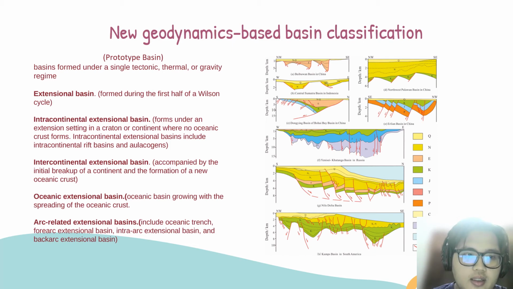The third one is the intercontinental extensional basin. This basin is accompanied by the initial breakup of a continent and the formation of new oceanic crust. Next is the oceanic extensional basin. Oceanic basin grows with the spreading of the oceanic crust. The last type of basin under prototype basin is the arc-related extensional basin. This basin includes oceanic trench, fore-arc extensional basin, intra-arc extensional basin, and back-arc extensional basin.